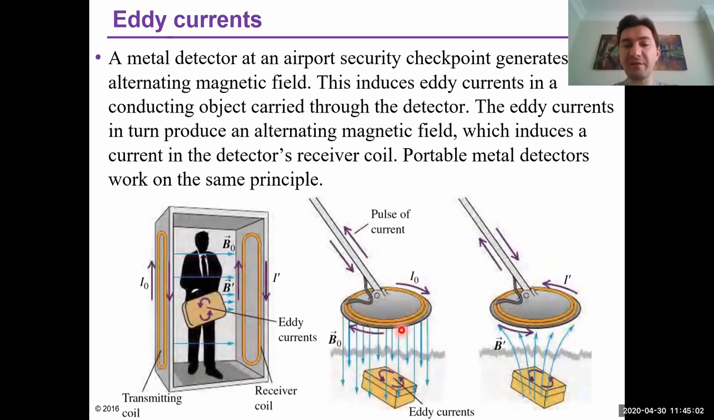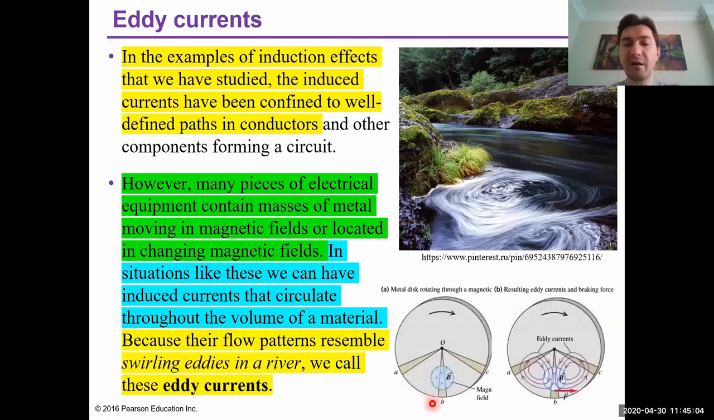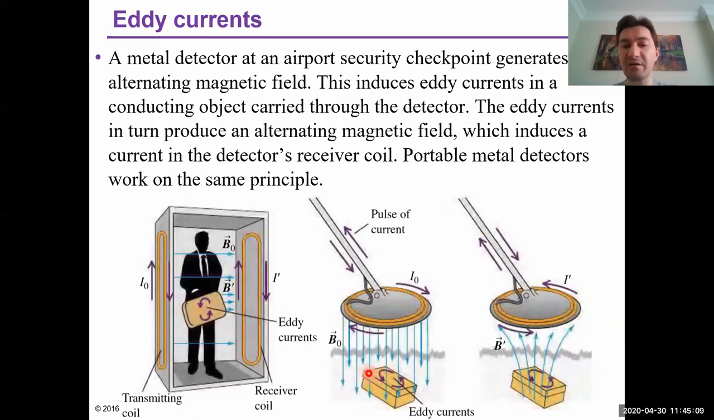So due to the magnetic field, you produce eddy currents on that metal object. So due to the eddy currents, we have an additional magnetic field, B prime. So we have another coil here. This is, let's say, the transmitting coil, and we have also a receiving coil. So there will be a current, I prime, due to the eddy currents in the metal object. Then you can detect the metal particles. This is the working principle of metal detectors in the shopping centers, in airports, and also portable metal detectors.